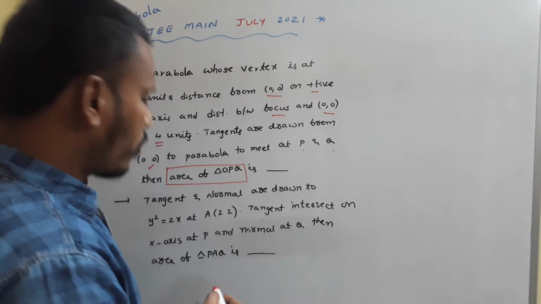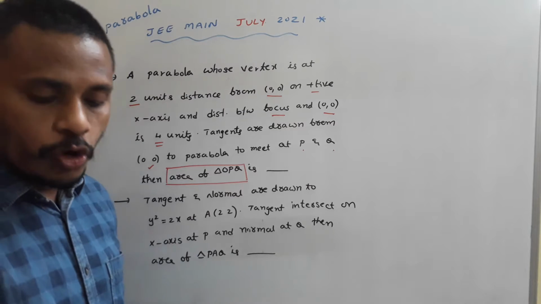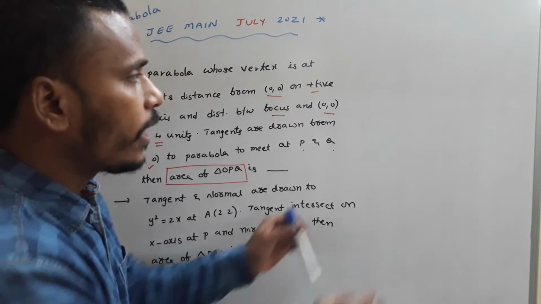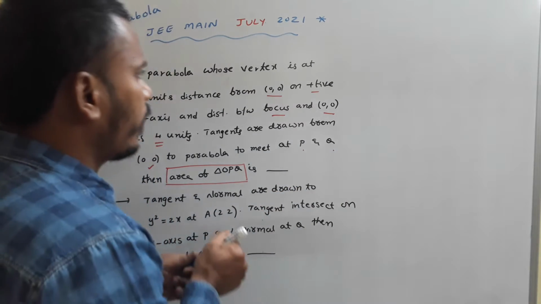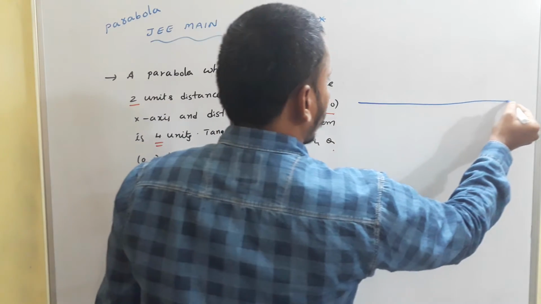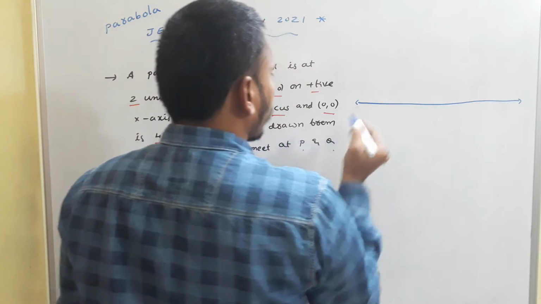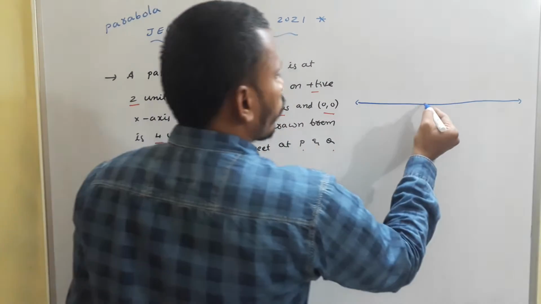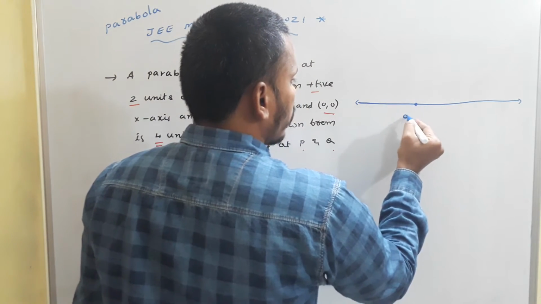See, first of all, you just think about the position of parabola in coordinate system, in coordinate plane. See, you just consider this as x-axis. So somewhere you just fix origin. This is origin.